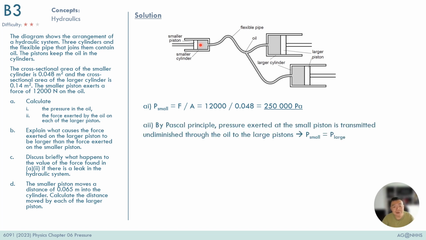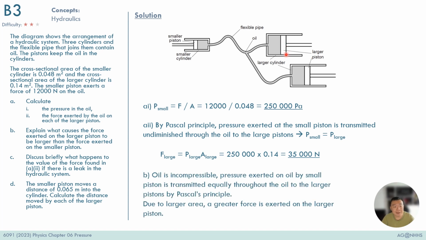Now in part 2, again by Pascal's principle, when you exert a pressure on the smaller piston, this pressure is transmitted undiminished throughout the whole hydraulics to the larger cylinders here and here. So pressure at the small side equals pressure at the bigger piston. With this, plugging in the formula of pressure equals force over area, we can get the force at the bigger pistons to be 35,000 newtons.